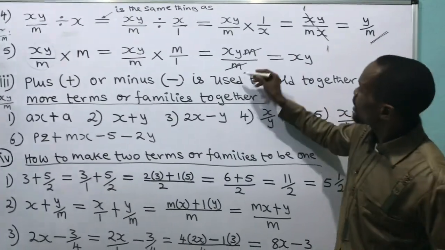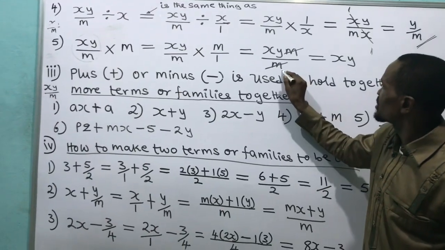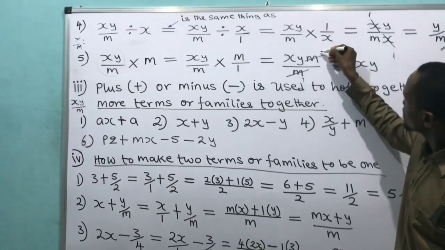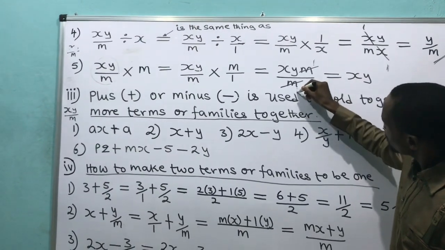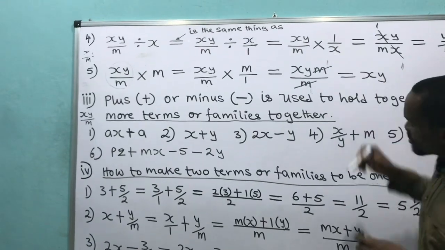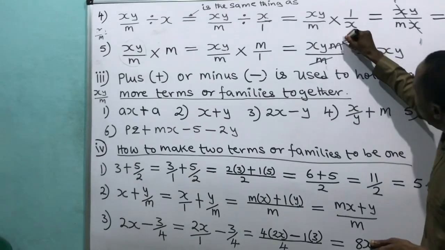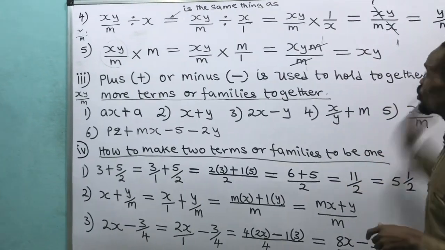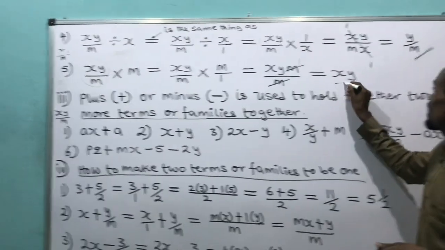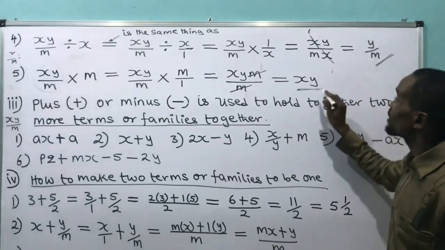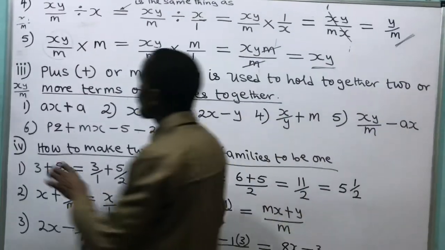Now I'm going to cancel. Look at it. M cancels itself and gives me 1, and the m here cancels itself and gives me 1. Have you seen the 1? Then 1 divided by 1 will give me 1, and 1 times xy gives me xy. And look at my answer, xy. That's how we get xy.